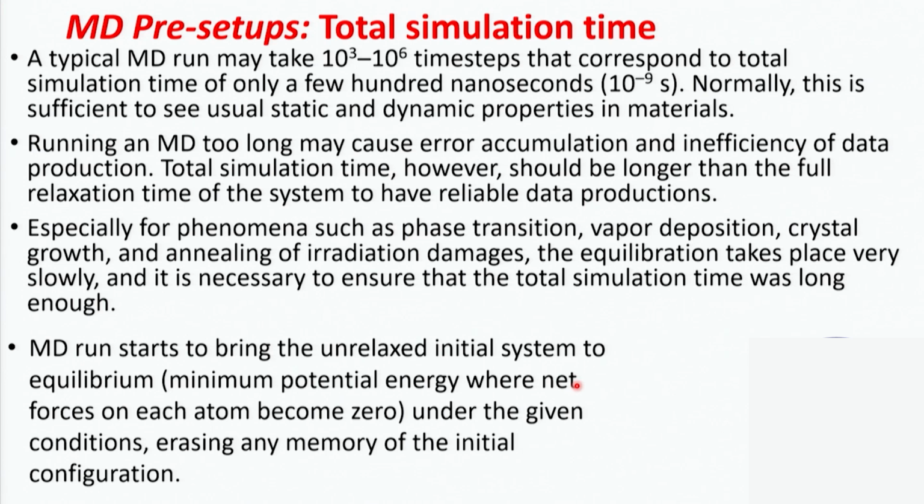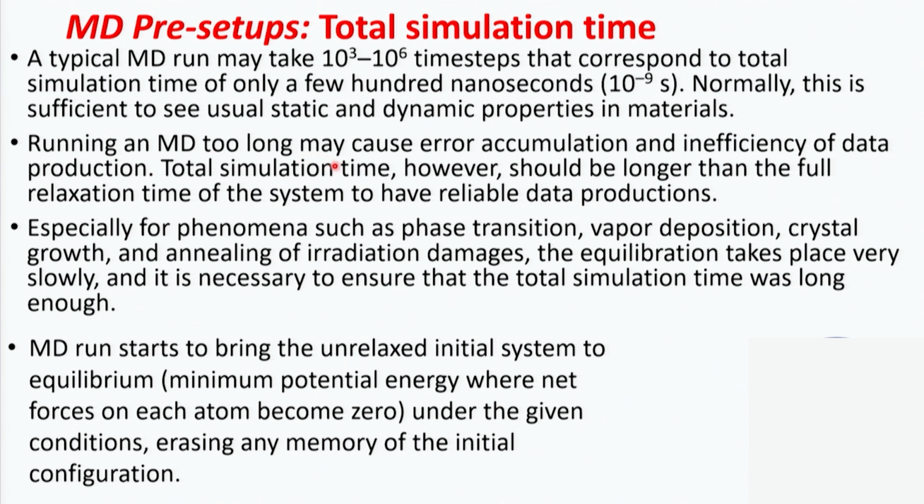Okay, in molecular dynamics. So what should be the total time? A typical molecular dynamics run may take around 10^3 to 10^6 time steps. That means maybe a million time steps you need to go for. Times the time step, so essentially 10^-15 times 10^6. So essentially we get around 10^-9 second, or some nanosecond run. So that means you are capturing the physics for around 10^-9 second, or nanosecond. Okay, normally this is sufficient to see the usual static and dynamic properties in materials.